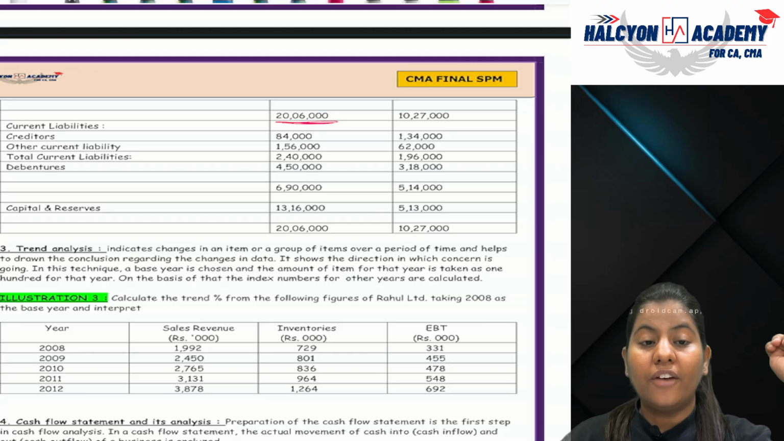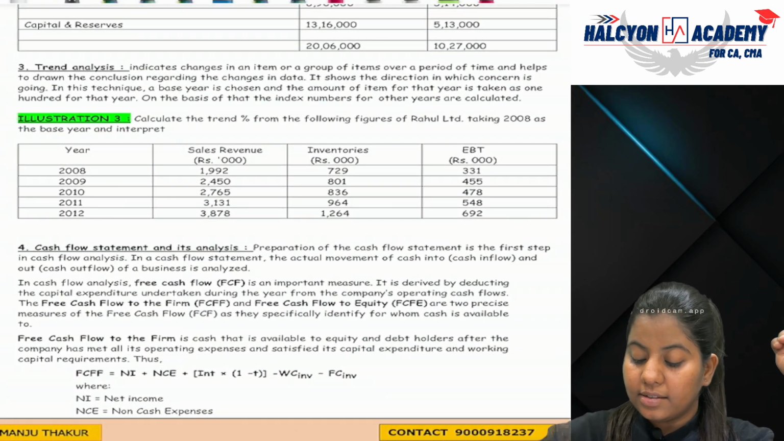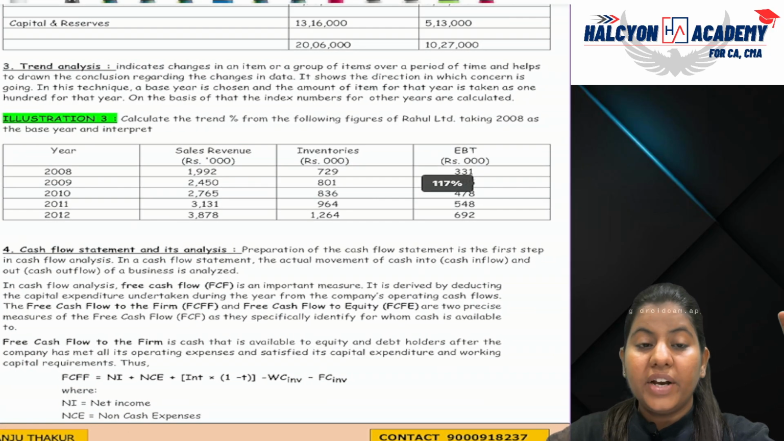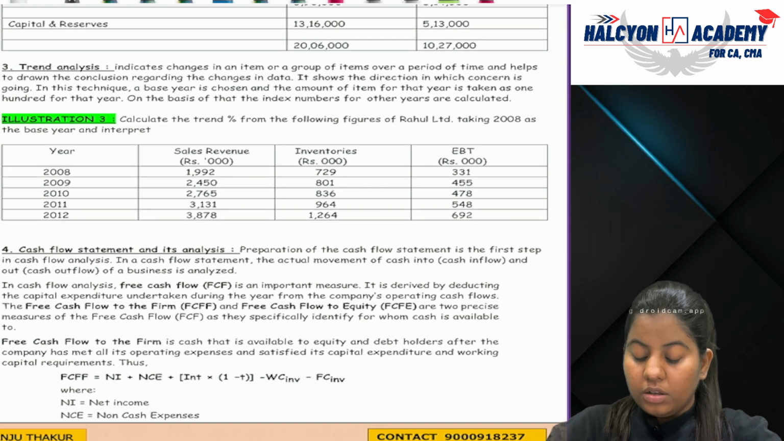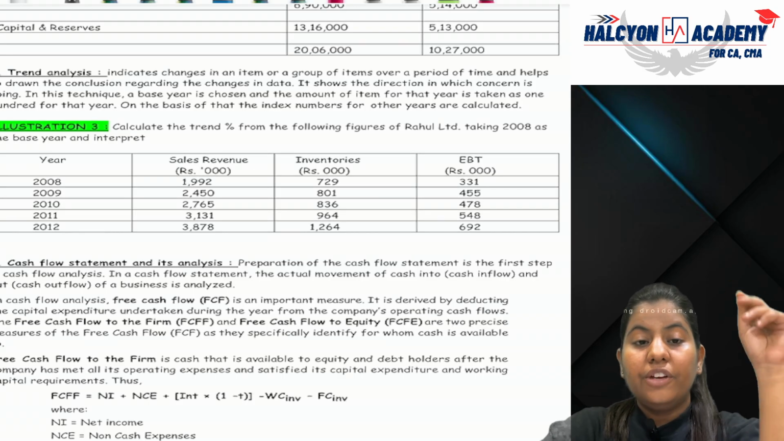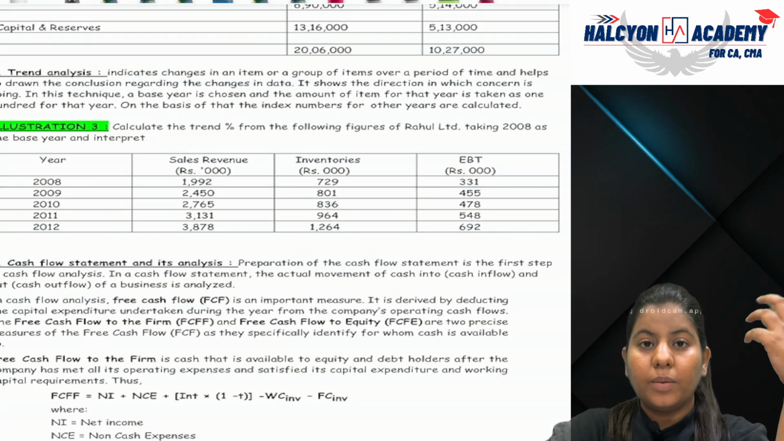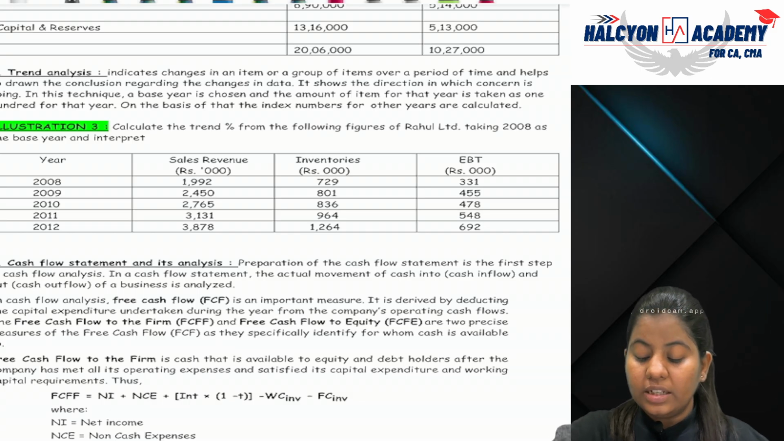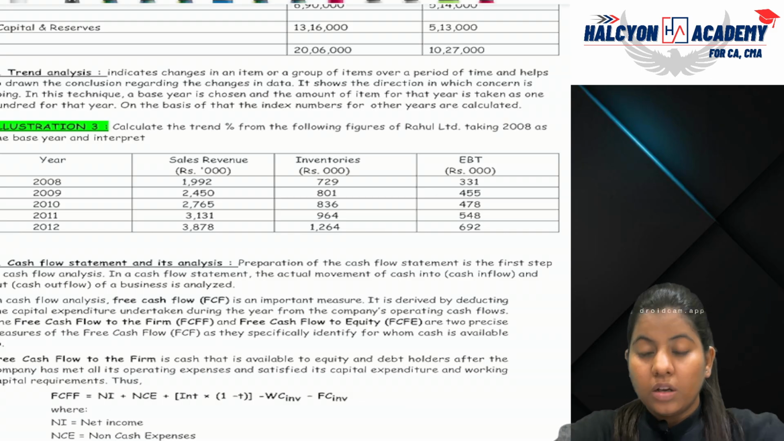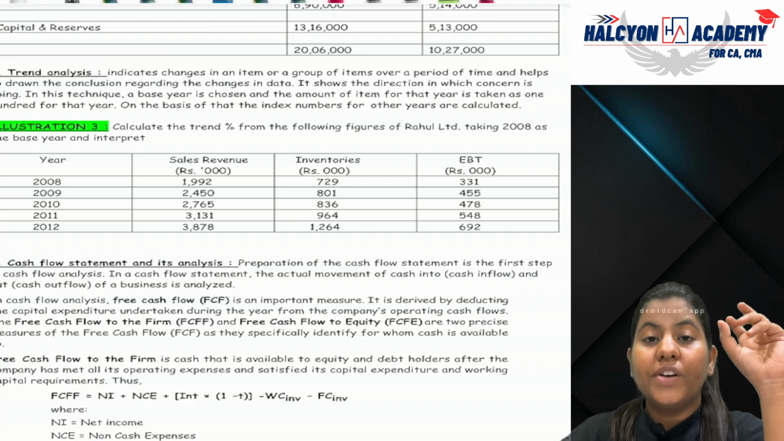The next tool we have is trend analysis. Now we are going to learn trend analysis. Now what is trend analysis? If we want to see change in a particular element, like suppose for turnover, or any other element like profit, inventory, then we use trend analysis.